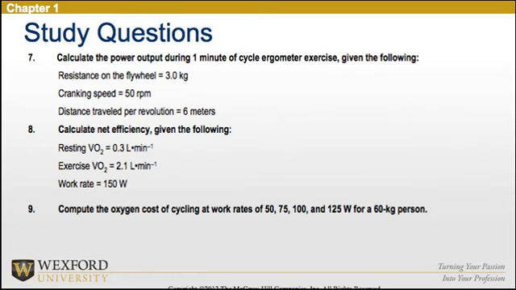Finally, compute the oxygen cost of cycling at work rates of 50, 75, 100, and 125 watts for a 60 kilogram person. Again, practice makes perfect on these calculations, so please just be careful to keep track of your units and your conversions, and that should help in the process.